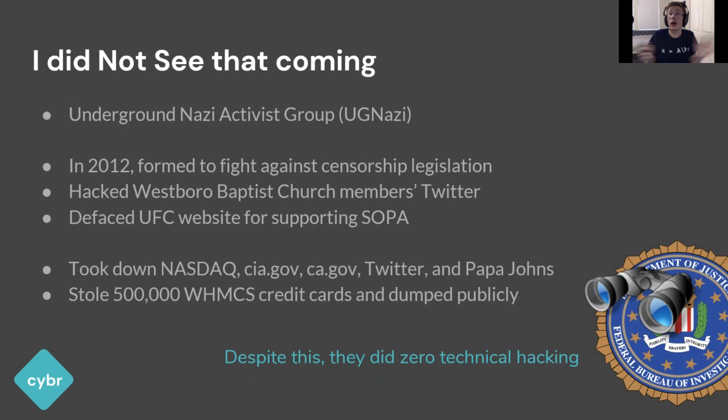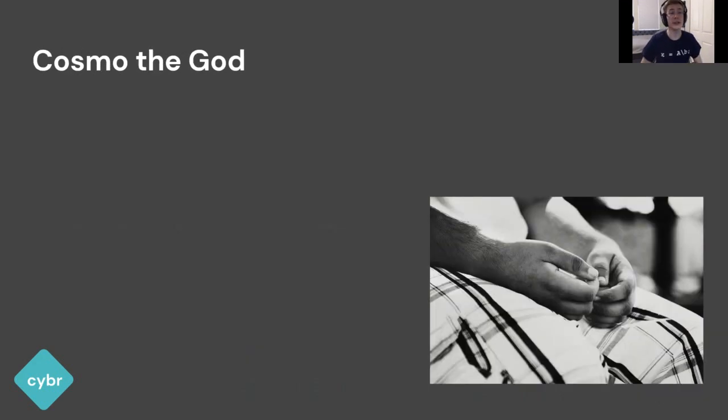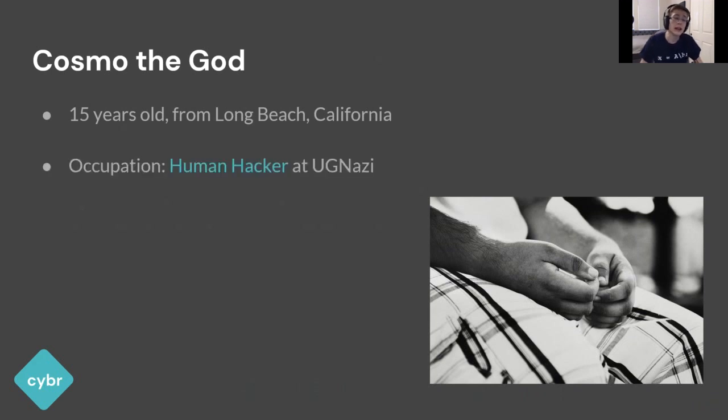There we go. Despite all of these very high-profile hacks, what made UG-Nazi unique was that they did zero actual technical hacking. Everything they did was human hacking. And so we enter one of our more compelling characters into the story, Cosmo the God, as his title goes. He was not actually a god, but that was his username on a lot of websites, and that is what he became known as. He was 15 years old at the time these attacks took place, and he was from Long Beach, California, so he's pretty close to us, or at least some of us. His occupation at the time was the official, most skilled, most talented human hacker who worked for UG-Nazi or was part of the activist group.